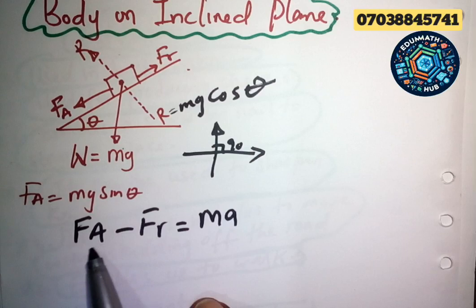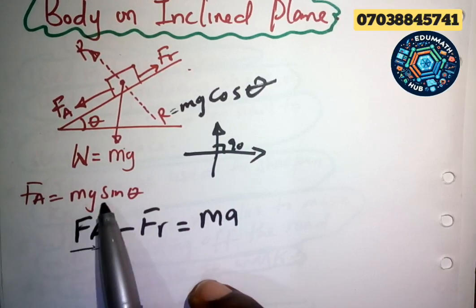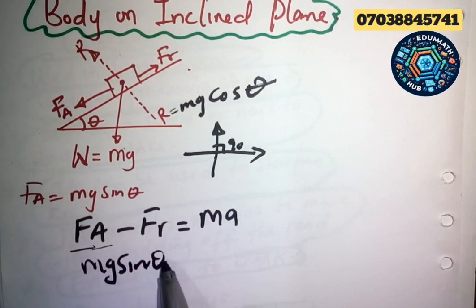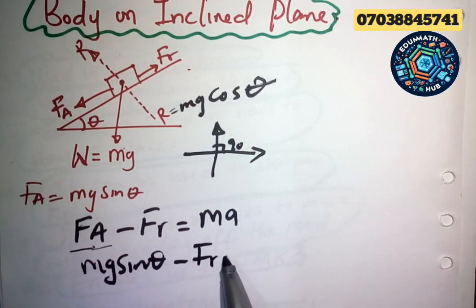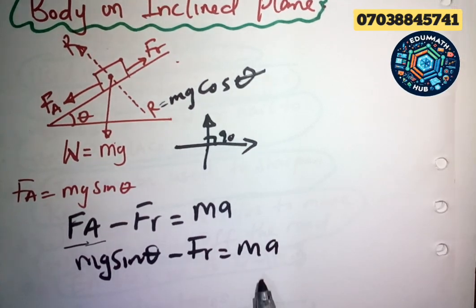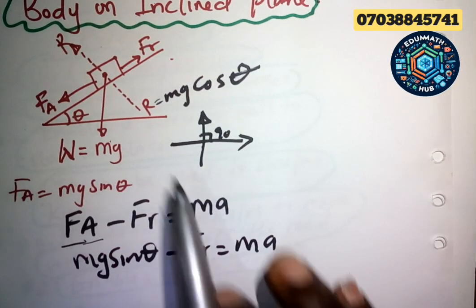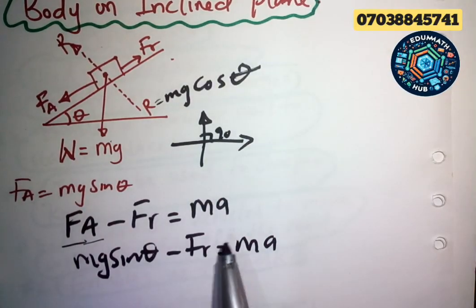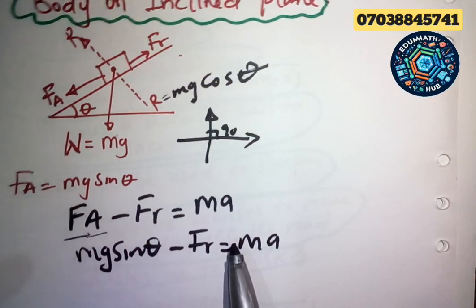From here, you already know your Fa. Your Fa is equal to mg sine theta. So you can now say mg sine theta, you subtract the frictional force from it, and you get Ma, where a is the acceleration of this body in this direction. So it's very, very straightforward. I'll give you an example in the next video.